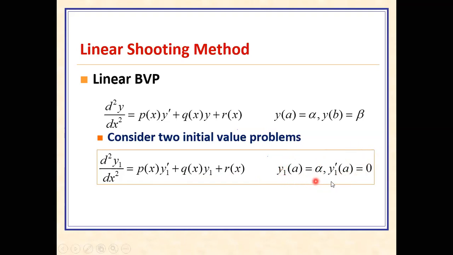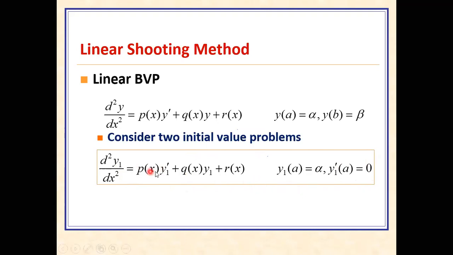for a simple set of initial conditions with y1 of a equal to alpha, which is the same as the first boundary condition at the first point a. However, we assume an initial condition for y1 prime of a equal to 0. So we have to solve this second order initial value problem with one of the methods that we studied, starting from the Euler method or modified Euler method or the midpoint method or RK methods or Taylor's method or the predictor-corrector types of methods.